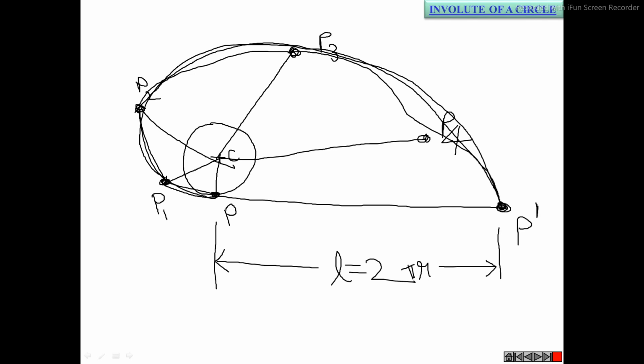So this is how the involute profile is generated. Is the concept clear to you? If it is clear to you, then we will see the construction part of the involute profile.